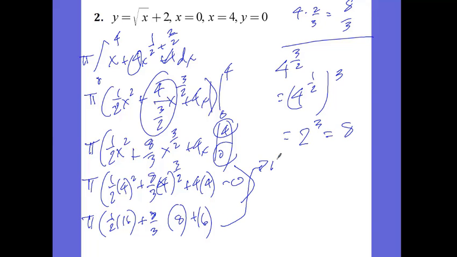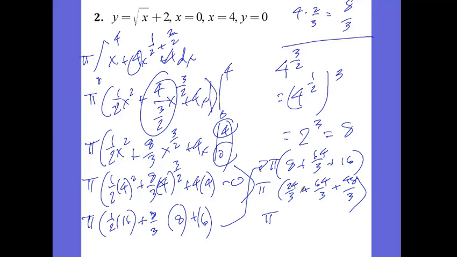and there we go. So we have pi times 1/2 of 16 is 8, plus 64 over 3, plus 16, which is 8 is 24 over 3, plus 64 over 3, plus 48 over 3, which is going to be 72, so 136 over 3, so 136 pi over 3 units cubed. Alrighty, not too bad, all right?